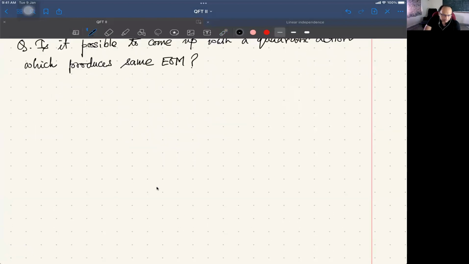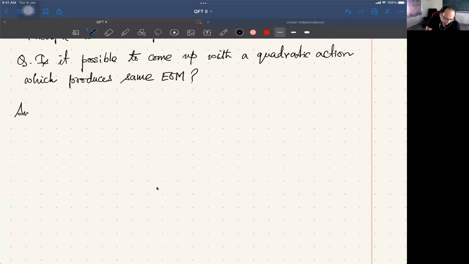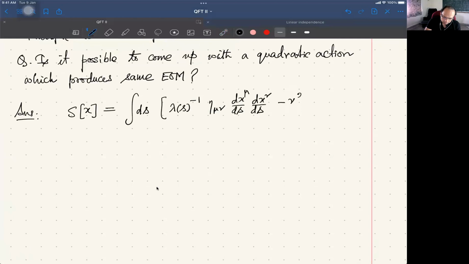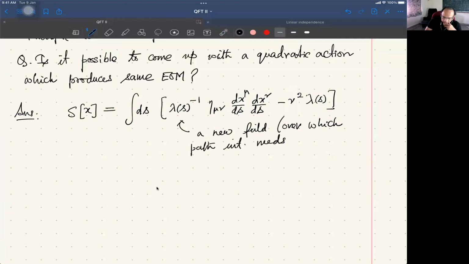So the answer is yes. The action that does this job has this form: S = ∫ds [λ^{-1} η_μν dx^μ/ds dx^ν/ds − μ² λ]. So this λ is a new field over which the path integral needs to be performed.